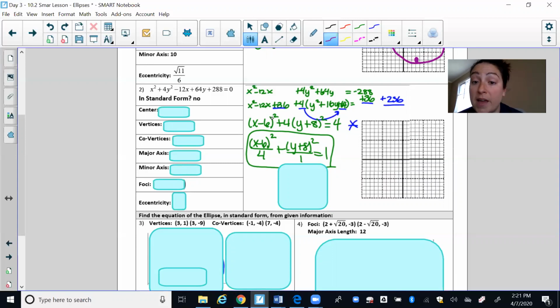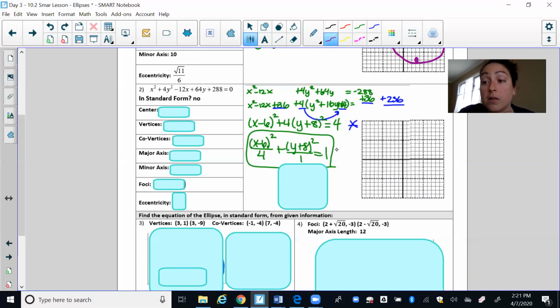And we're almost there, but a standard form of an ellipse is equal to 1. So we need to divide everything by 4 to get this into standard form. So that's where we end up getting x minus 6 squared over 4 plus y plus 8 squared over 1 equals 1, because again, 4 over 4 is 1. So now this is in standard form, and now we can identify all of our information.